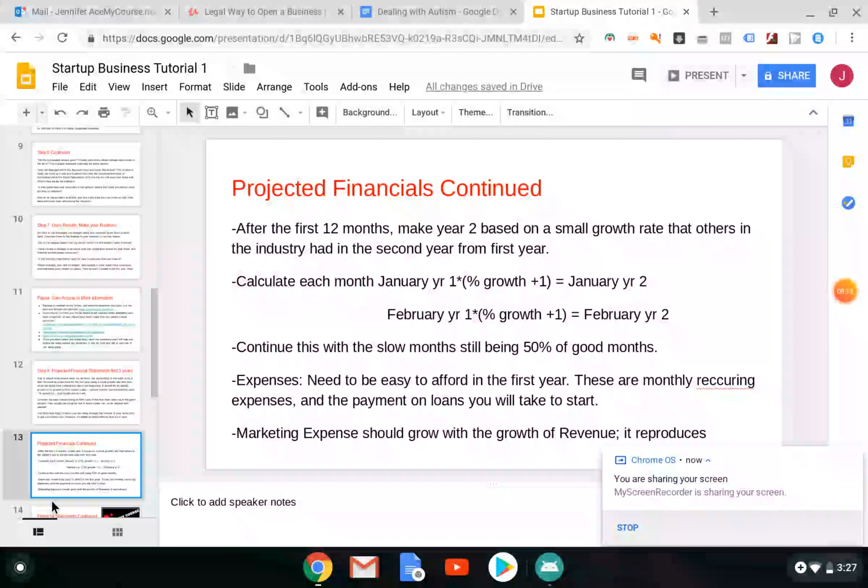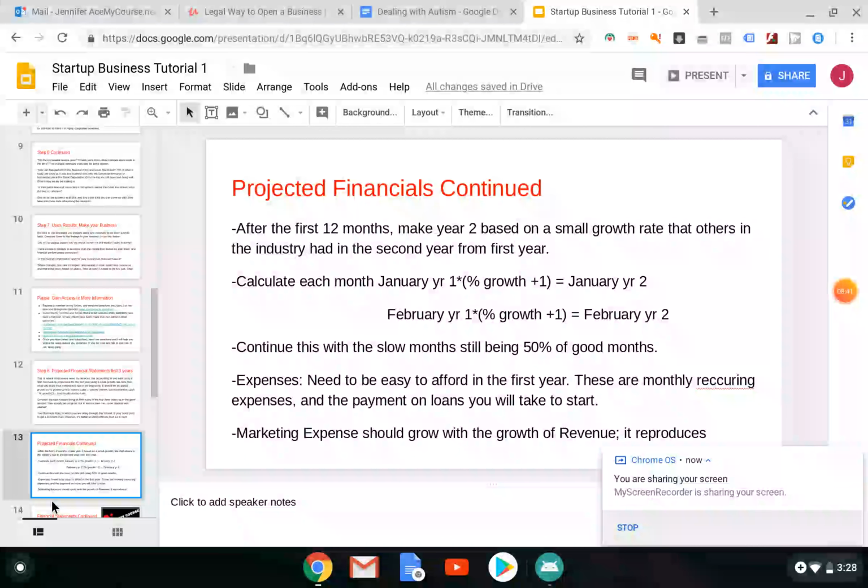Why? Because we're talking about the percentage of growth being from year 1, the same time of the year, to year 2, the same time of the year. We don't want to base good season on bad season growth. You want good season to grow by a certain percentage compared to other good season of the same time of year. And still, you want the slow months to be 50% at the maximum as productive as the good months.